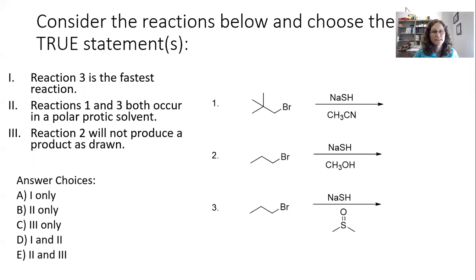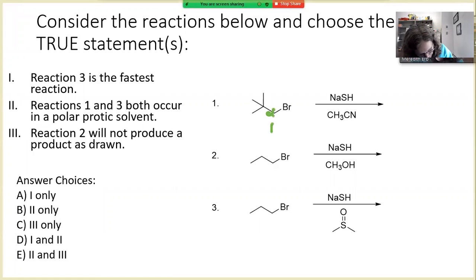This question asks, consider the reactions below and choose the true statements. So this is a difficult quiz question because it's got multiple statements that you have to decide, are they true or are they false? And it also has multiple reactions that you have to consider. So the way that I would approach this question is to first think about the reactions and then think about the statements and whether they're true or false. So I'm going to take you through my thought process.